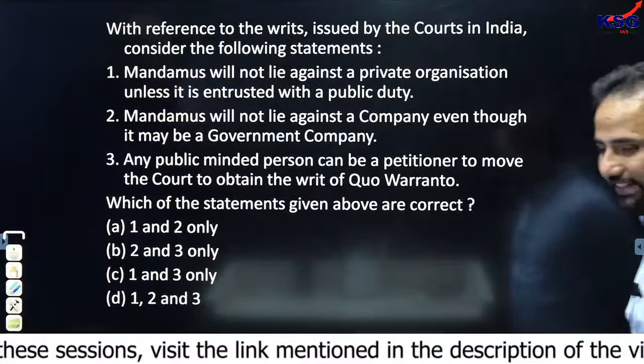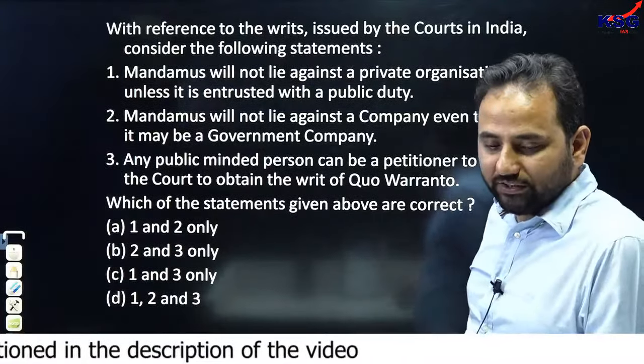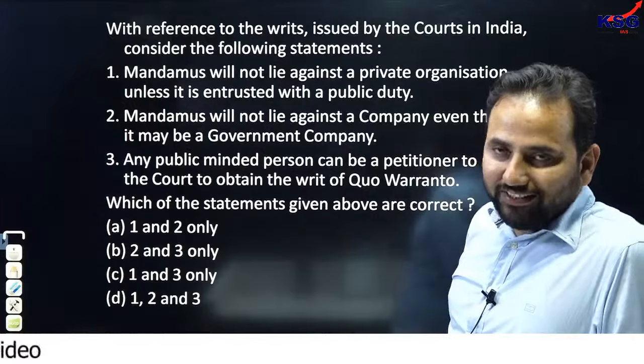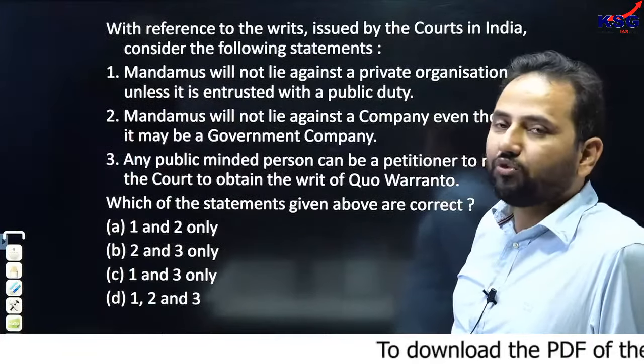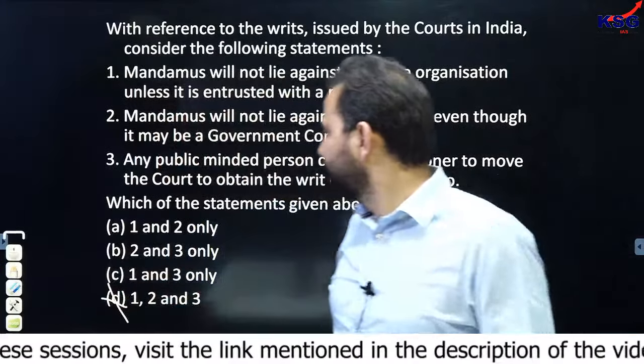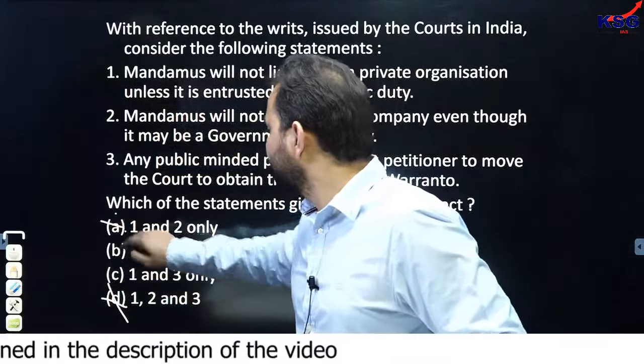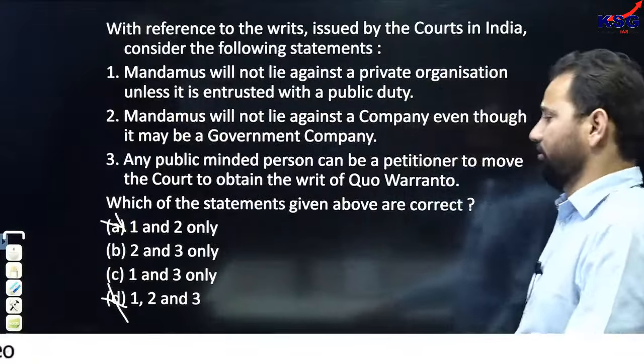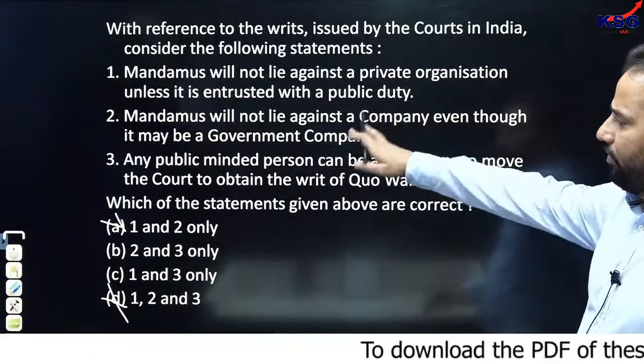The point is, statement 1 and statement 2 are contradictory. So, if statement 1 and statement 2 are contradictory, one of them should be incorrect. D cannot be the answer. A cannot be the answer. Either B or C. So, we have to see this question again.